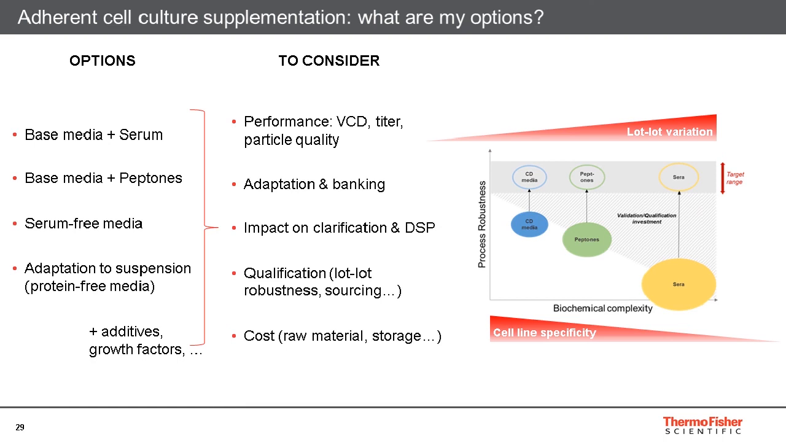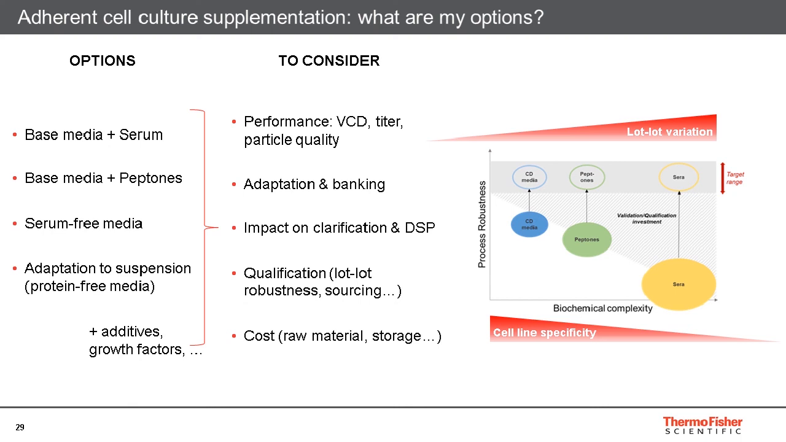So what are the options for adherent cell culture in terms of media? Historically, base media such as DMEM can be used supplemented with serum. Peptone and hydrolysates have also been used as serum replacements. In the meantime, complex serum-free media have also been developed, and chemically defined protein-free media are available if the process can be adapted to suspension. Each of these four options can also be supplemented with individual components, for instance, growth factors like EGF, nutritional supplements like GlutaMAX, or process additives.